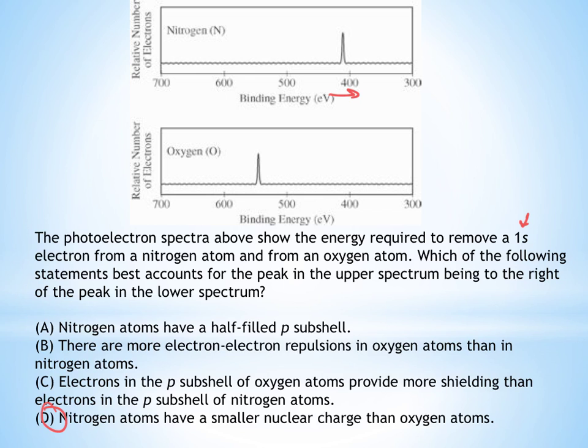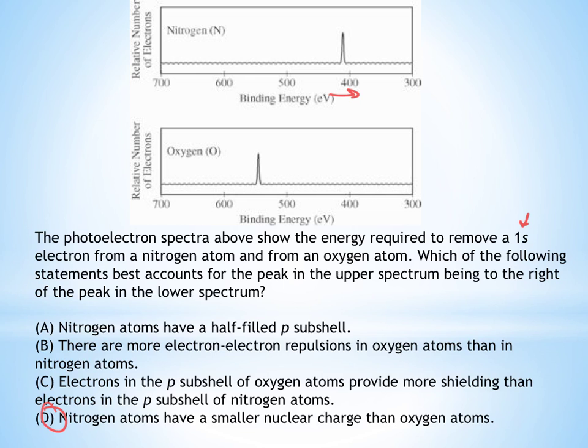Oxygen has one more electron than nitrogen does, and both of them have electrons in the 1s orbital that are being pulled by the nucleus. And if you have more protons in the nucleus, like oxygen does, you'd expect the s electrons to be bound more tightly and require more energy to be dislodged.